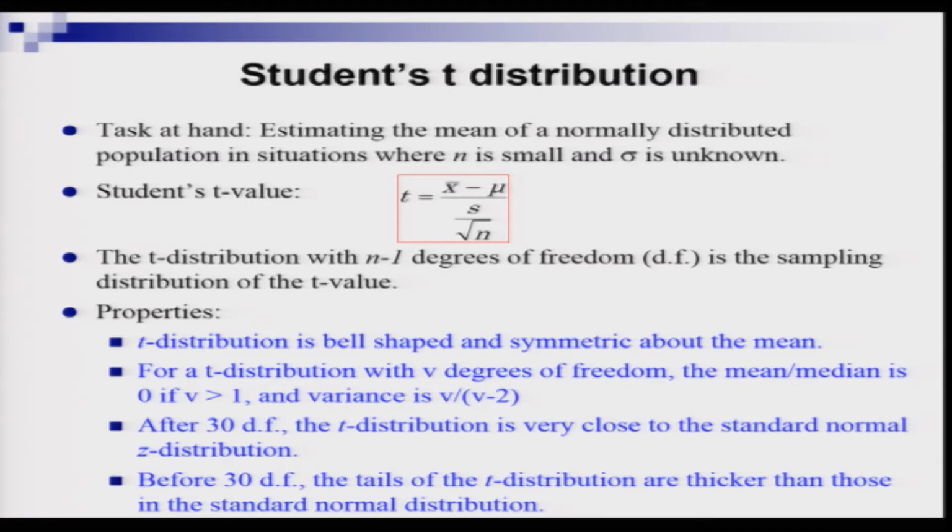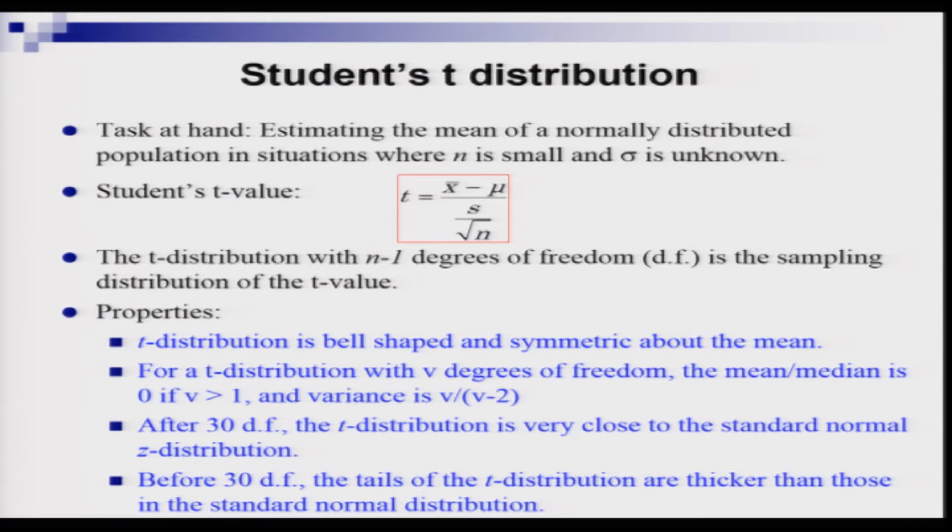Now, this T distribution is a new probability distribution with n minus 1 degrees of freedom, and this is the sampling distribution of the T value. Now, why degrees of freedom? Because of course, you see the formula of T involves S, the sample standard deviation, and we all know that to calculate the sample variance you have to first calculate the sample mean. So, there are actually n minus 1 independent observations. We have had a discussion on degrees of freedom before. So, hopefully you remember that, and that is why the T distribution has n minus 1 degrees of freedom.